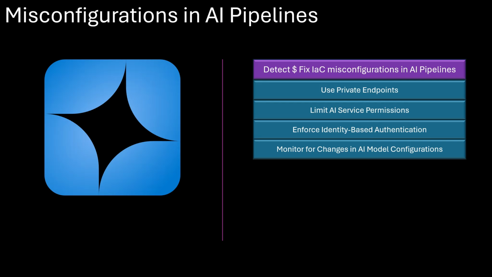Let's unpack the best practices for securing AI infrastructure as code. First, you should use private endpoints for Azure AI services instead of allowing public access. You should limit AI service permissions to prevent unauthorized data access. You should enforce identity-based authentication so that AI models use secure authentication methods. And you should monitor for changes in AI model configuration to detect unauthorized modifications. By addressing security flaws in your AI deployment configurations, you prevent risks before they become serious vulnerabilities.